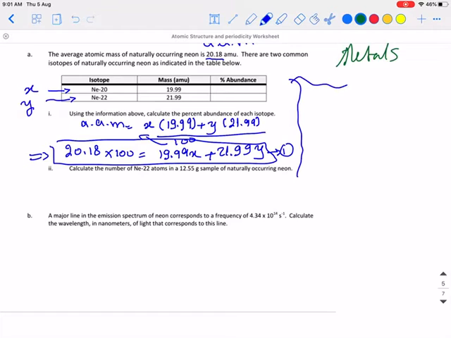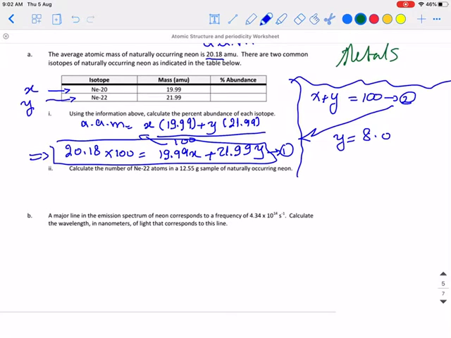I have to construct another equation to solve for the two unknowns x and y. The other equation is that the summation of both percentage abundances equals 100. This is the second equation. Upon substituting 2 in 1 and calculating, we will find y equals 8, while x, the percent abundance for neon 20, is 92%. So this will be 92% and this will be 8%.